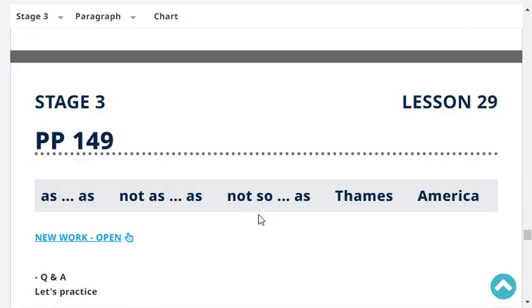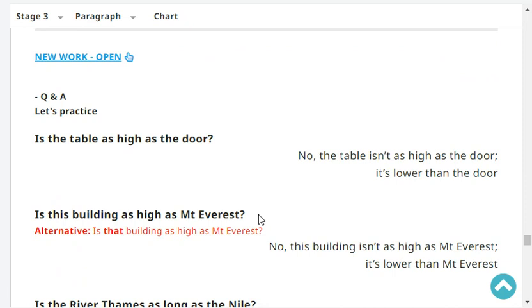Okay, next. Here we go. Is the table as high as the door? No, the table isn't as high as the door. It's lower than the door. Is your building as high as Mount Everest? No, my building isn't as high as Mount Everest. It's lower than Mount Everest.